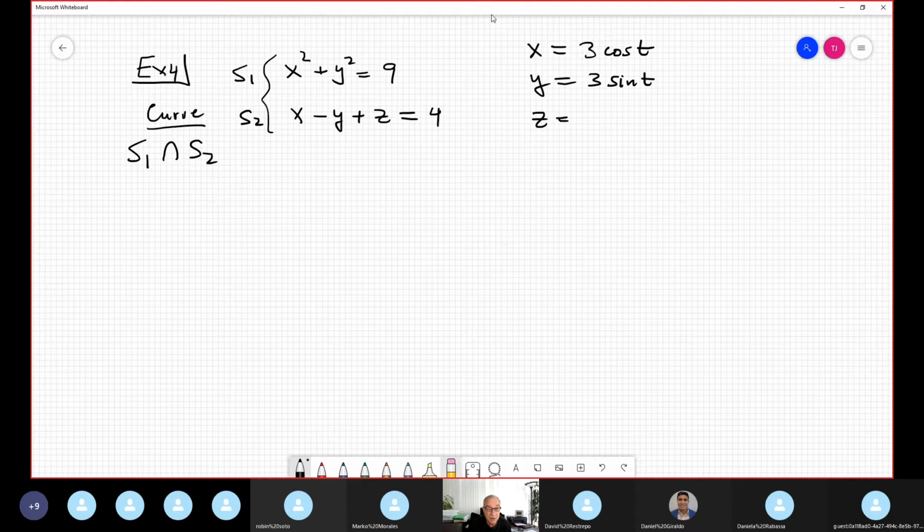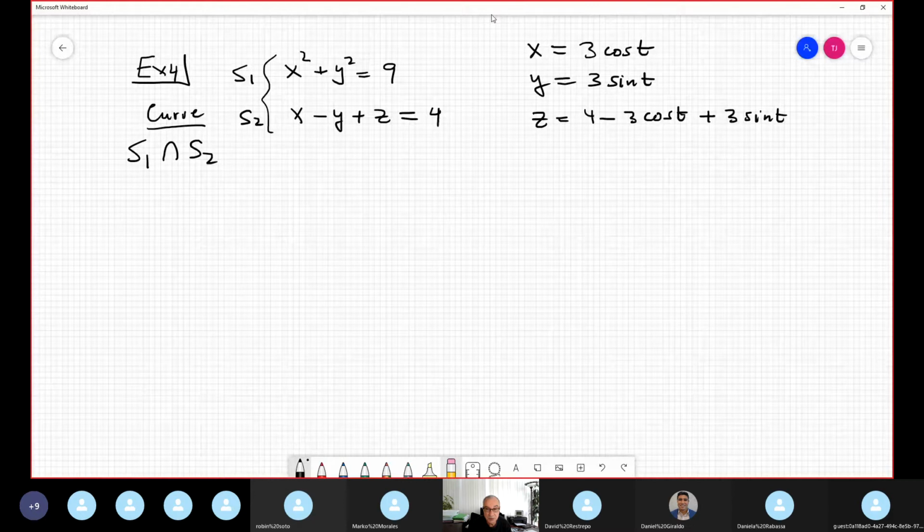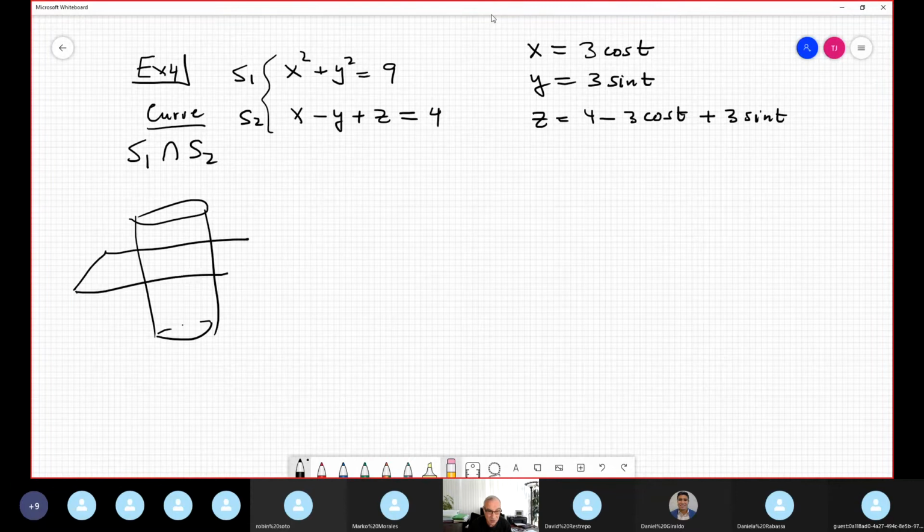In this equation you solve for z: z is 4 minus x, but x is 3 cosine t, minus y, and y is 3 sine t, so plus 3 sine t. And I suppose it's a closed figure, because the intersection between a cylinder and a plane is an ellipse, no? Makes sense, right? Using common sense, a cylinder and a plane, bam, the intersection gives me an ellipse. I don't know, I have no idea. To see clearly, I can put it in GeoGebra, a fantastic way to visualize this.